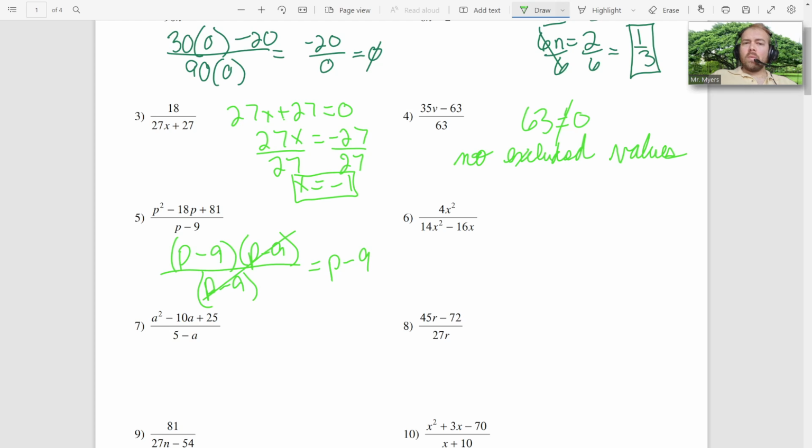And that's why you don't need to worry about canceling stuff. Not for this worksheet, at least. If they just want the excluded values, which is the same thing, really, as asking for the domain. Basically the same thing as asking for the domain. That's really the other thing that they're asking here on this worksheet. 9 is still the excluded value for number 5.